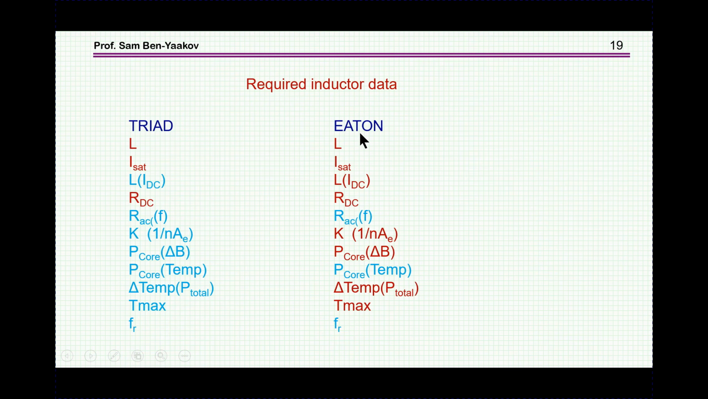Now in the case of the Eaton element, we do have quite a bit of information. Missing, however, is RAC as a function of frequency, the dependence of the core losses on temperature, and the resonant frequency. Out of the three, the most important one is the RAC, because it will limit the operation of the unit at high frequency, especially if the design calls for higher ripple, or if it is a resonant converter, then RAC becomes extremely important.